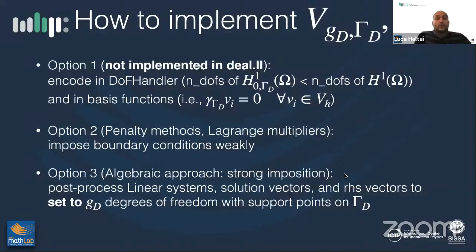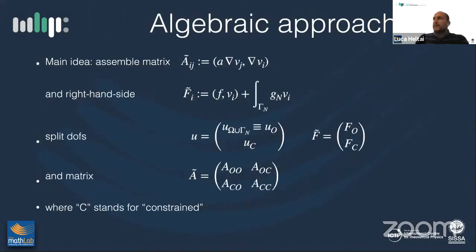vectors in order to get the correct solution and set to g_D the degrees of freedom with support points on gamma D. Whether g_D is equal to 0 or g_D is a non-zero function, this is going to be the same thing in the two particular cases. So what's the main idea? The main idea is you assemble the matrix as if you did not have any boundary conditions whatsoever.